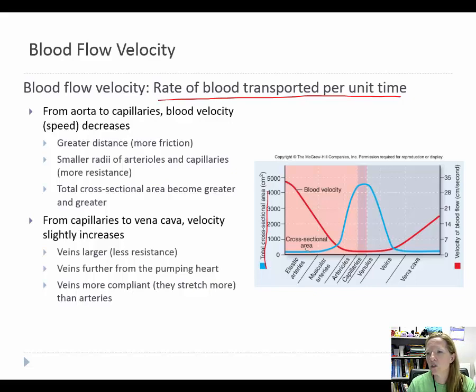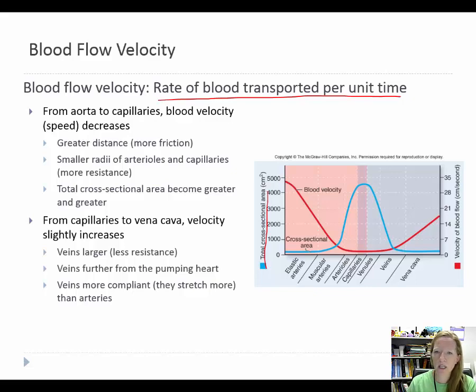Look at what happens to the speed as we go through. It's going to be fastest here in the elastic arteries. But when we get down here to the capillaries, it's going to slow down quite a bit. So blood velocity is going to decrease all the way to when we get to the capillaries because of this.